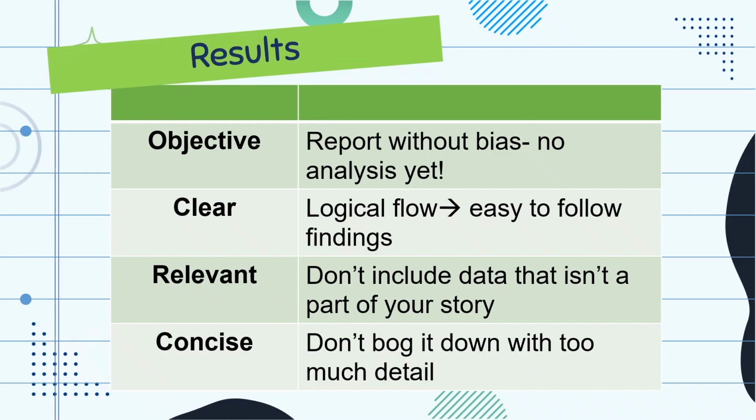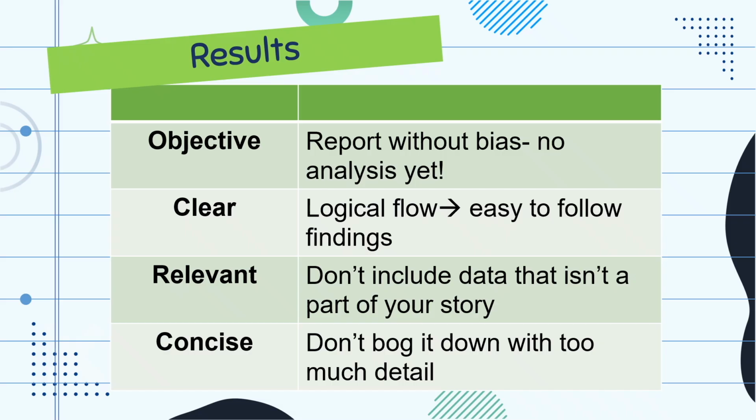The results section should be objective, clear, relevant, and concise. By objective, I mean you're reporting without bias. You're not analyzing the data yet. You might point out interesting trends or variances, but you are not going to talk about why you think those happened yet.